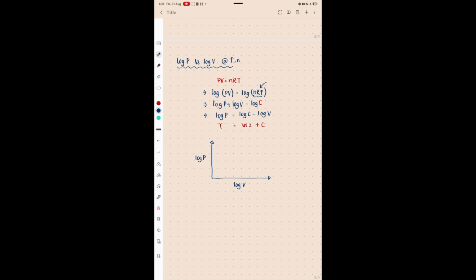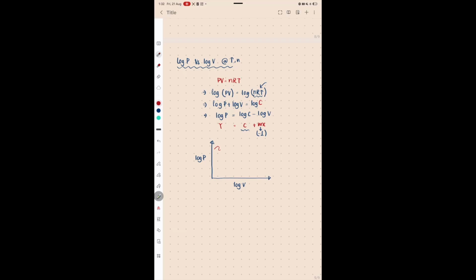Sorry, log C versus x. So basically, this is my C, and this is my mx, where m is equal to -1. So there is a negative slope, right? And this is my intercept. Log C is my intercept.